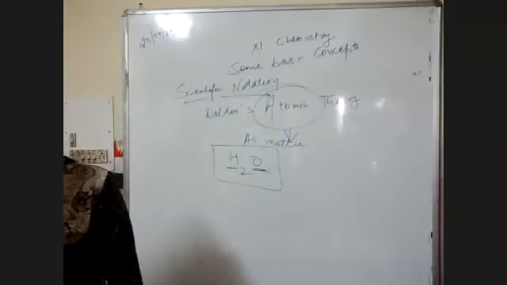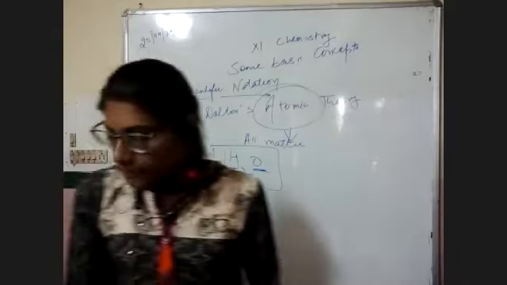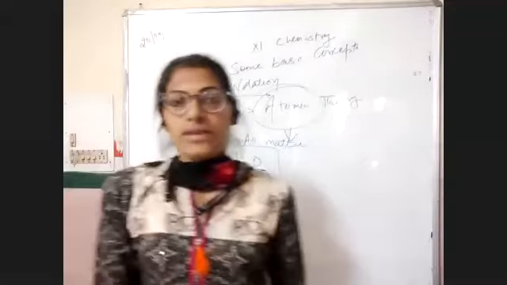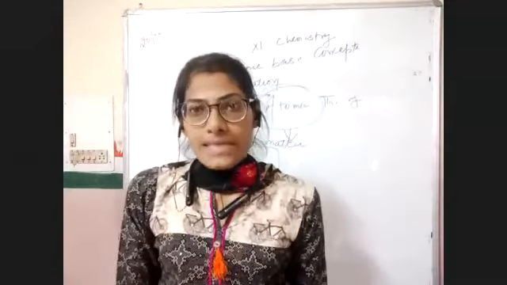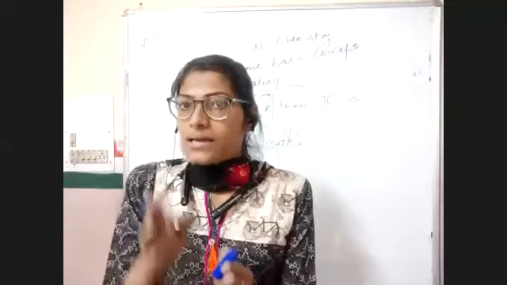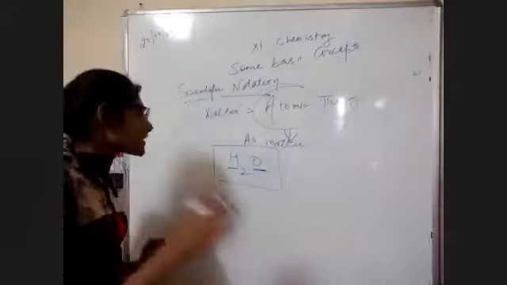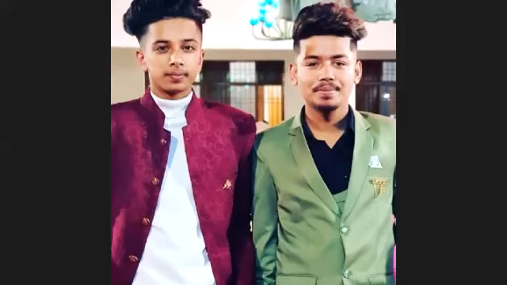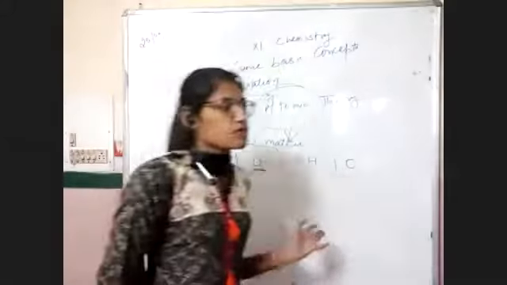Thirdly, he said that compounds are formed when atoms of different elements combine in a fixed ratio. I'm repeating: he's saying that a compound is only formed when the atoms are combined in a fixed ratio. So he said water can only be formed if we take them in that ratio. Am I clear?